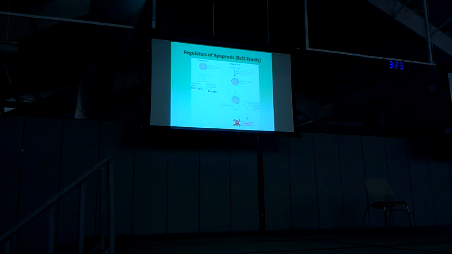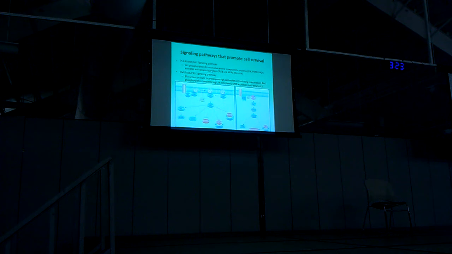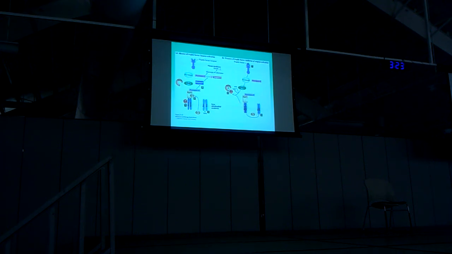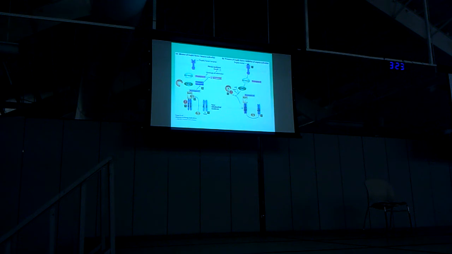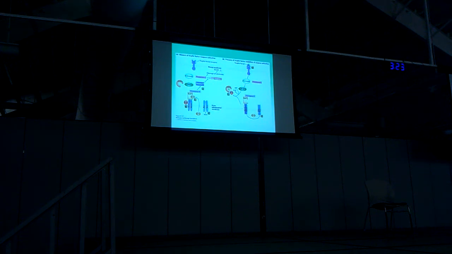So if we go back here and take a look, in a normal healthy cell, you have your anti-apoptotic protein and your pro-apoptotic protein found together. There's your BCL family member, and in the absence of BAD, your anti-apoptotic proteins are going to inhibit BAX oligomerization. Therefore, cytochrome C is going to stay inside the cell, inside the mitochondria.